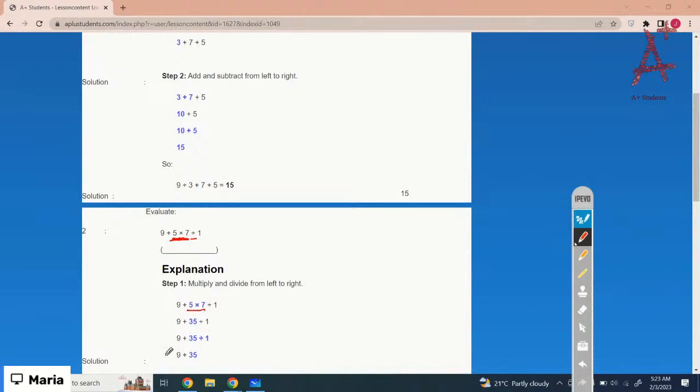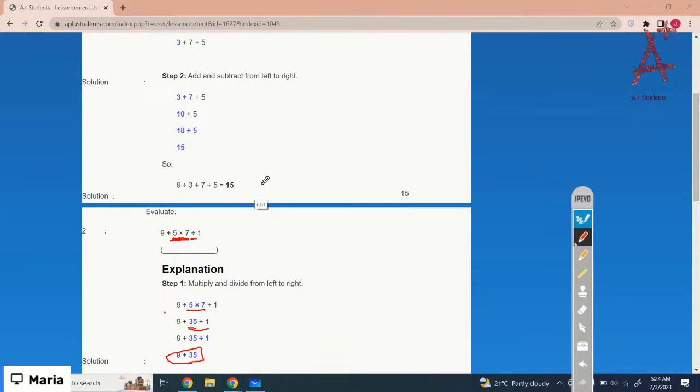Like here you have 7 times 5 is 35. Then you have to perform the division. So divide 35 by 1, that is 35, and last you have to do the addition. Got it? Because multiplication and division have higher priority than addition and subtraction. So 35 plus 9 is, I think 44 it is. Yes, it is 44. Got it?